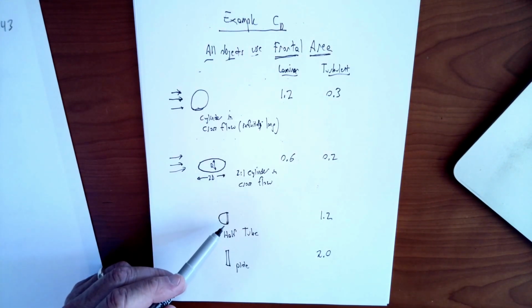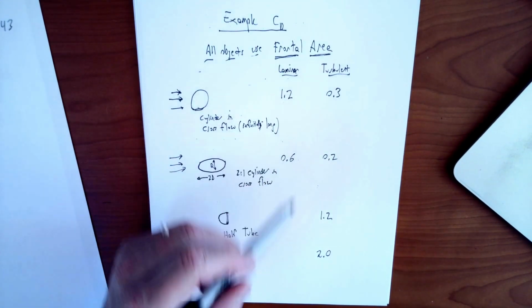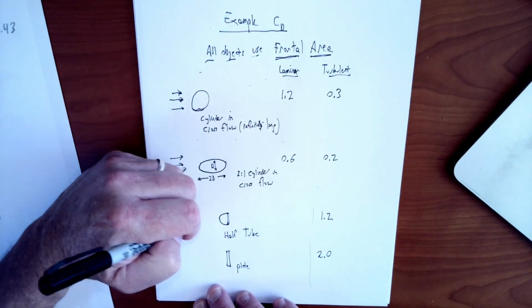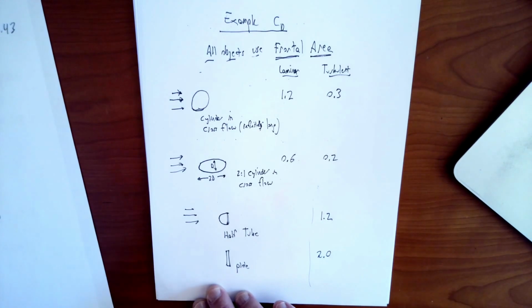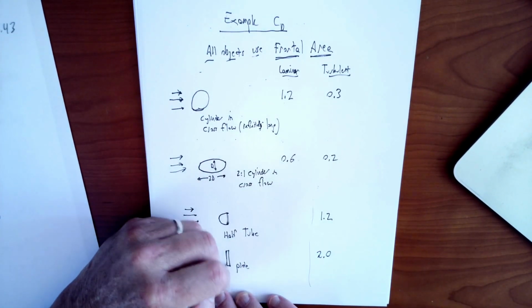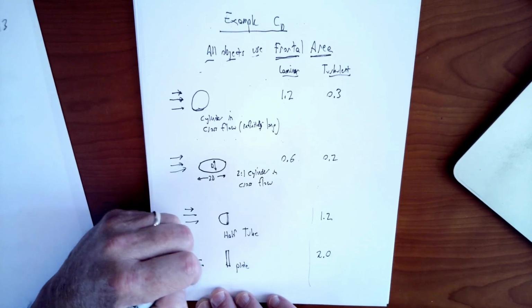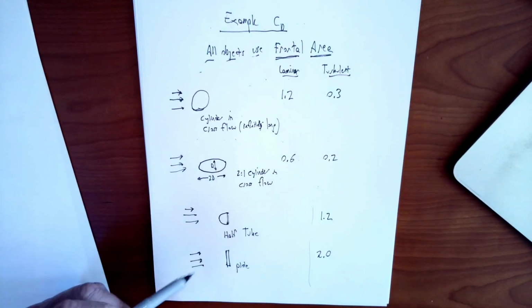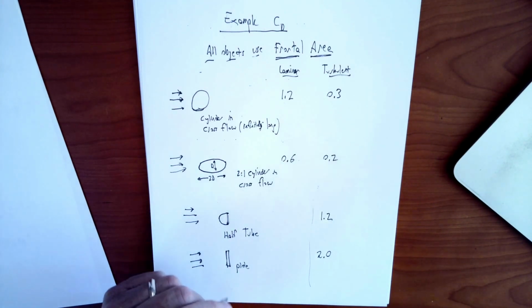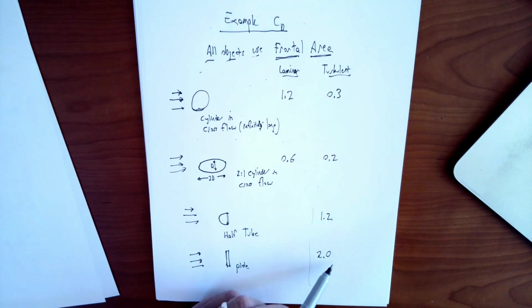If you have a half tube, you don't have a laminar value, you only have the turbulent values here. But a half tube in cross flow here, again, you have to assume it's very long in and out of the page. That gives you 1.2. And if you have a plate faced the wrong way, that is, if you have a plate that's really obstructing the flow, and it's long in and out of the page, it's skinny in the direction of flow, and has some height here. That gives you a turbulent CD of 2.0.